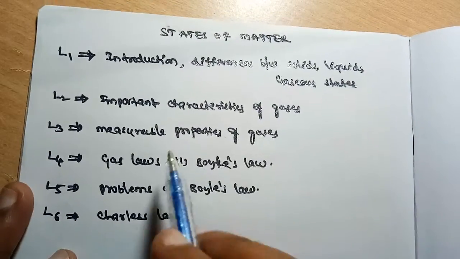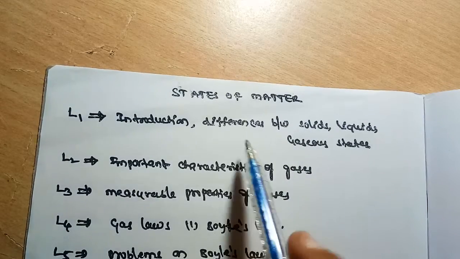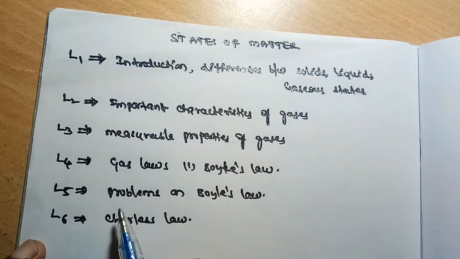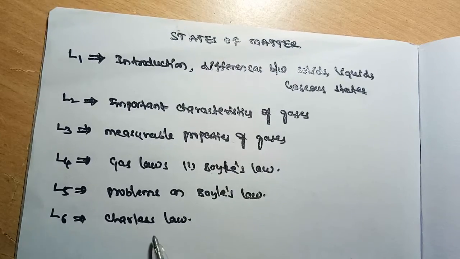We are at states of matter. In these states of matter, we completed up to lecture number 5. In the last class we discussed problems on Boyle's law. Now we are at Charles law. Today we will start Charles law.